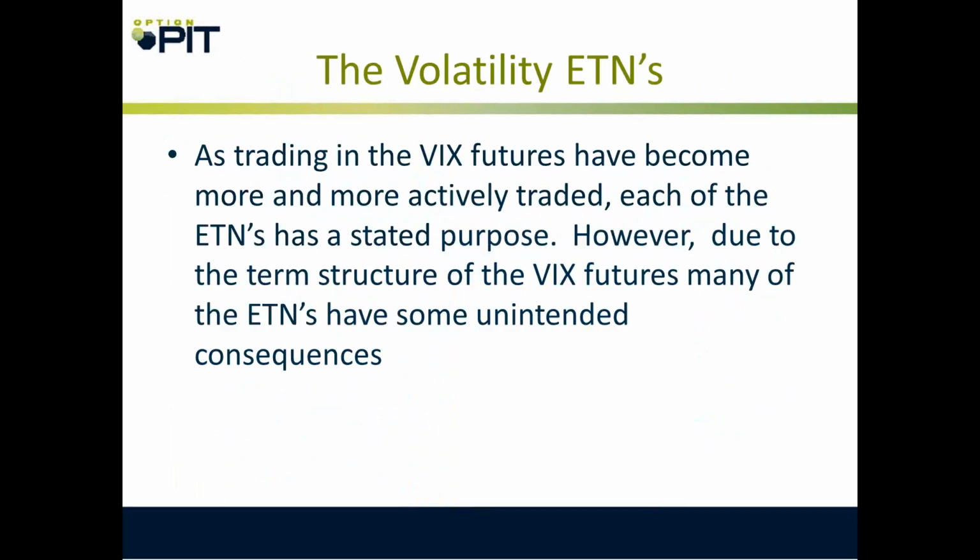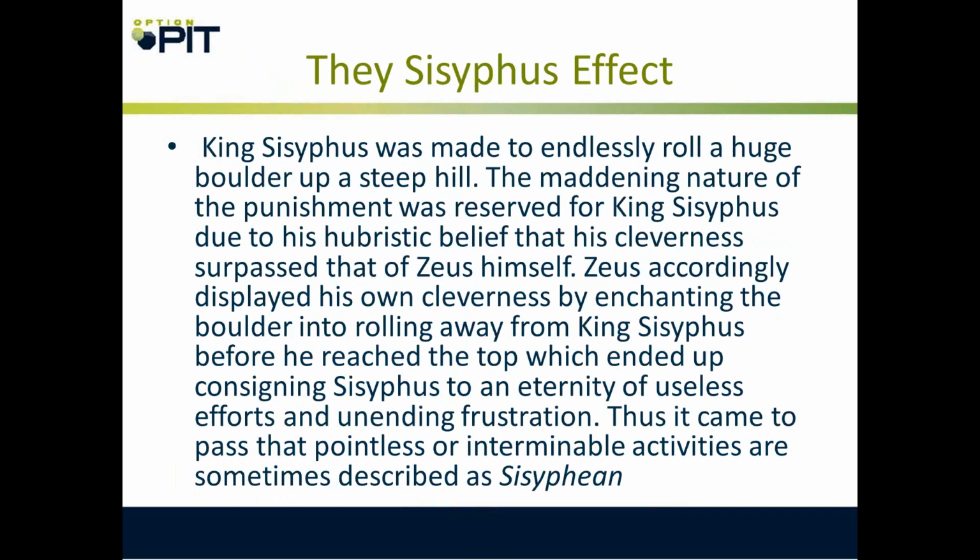All right, so let's talk about the volatility ETNs. So VXX, UVXY, SVXY. They have a stated purpose, but due to the structure of the futures, they have some unintended consequences. So let's talk about that. Who's ever heard of King Sisyphus? If you haven't, please read this. Some pretty good Greek mythology, isn't it?